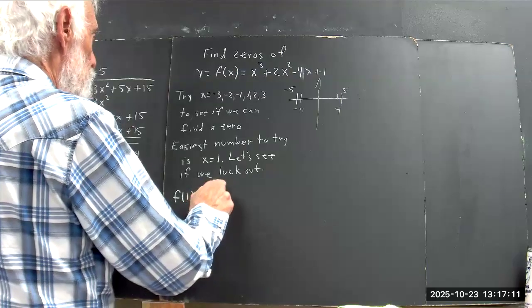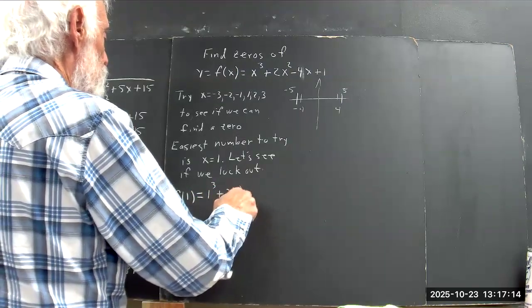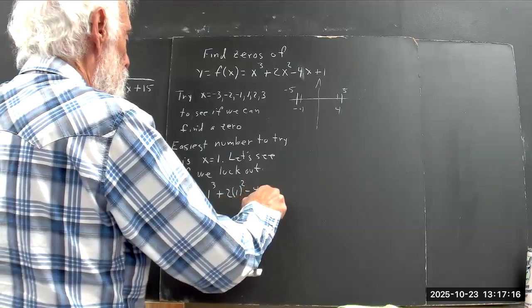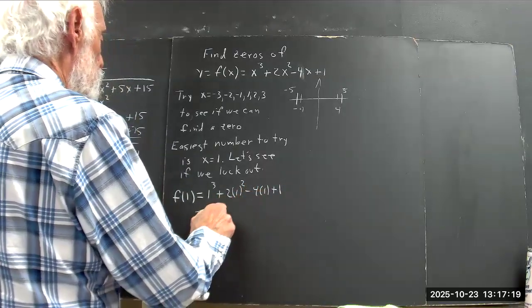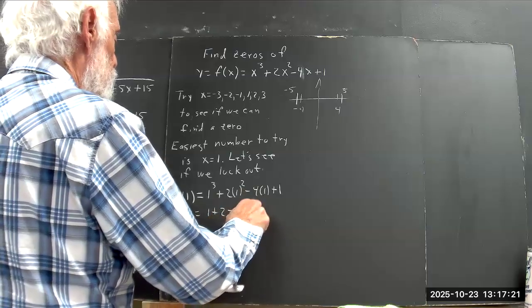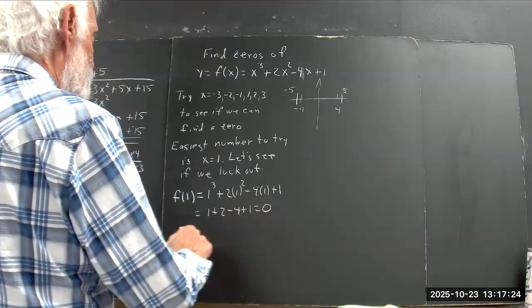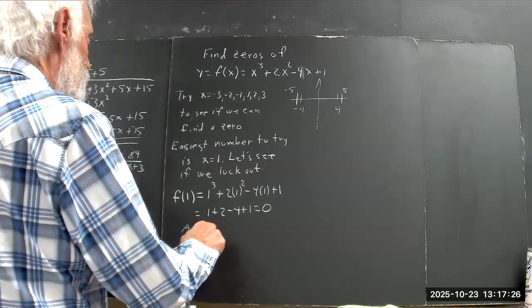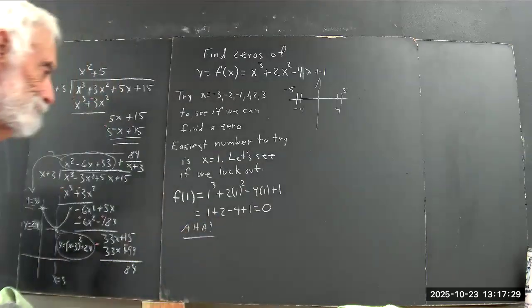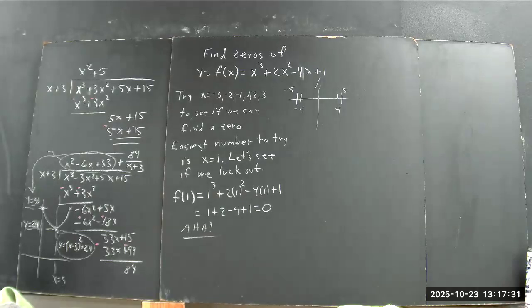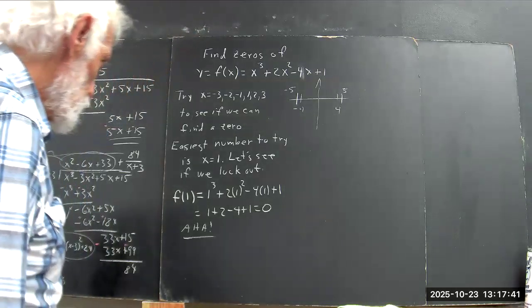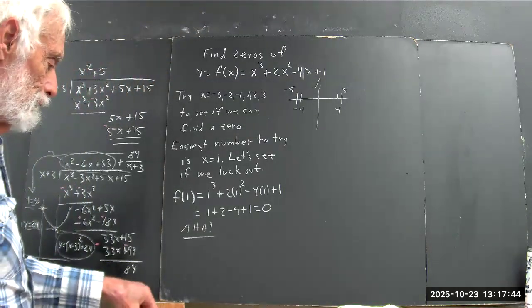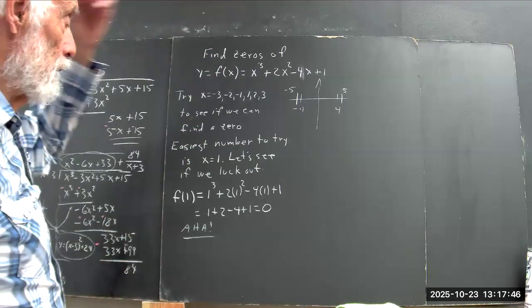And now you're going to have 1 cubed plus 2 times 1 squared minus 4 times 1 plus 1, which equals 1 plus 2 minus 4 plus 1, which equals 0. Aha. If you try any of the other numbers, it won't give you 0. I don't think so. Not impossible, but I'd say less than a 1 in 100 chance.